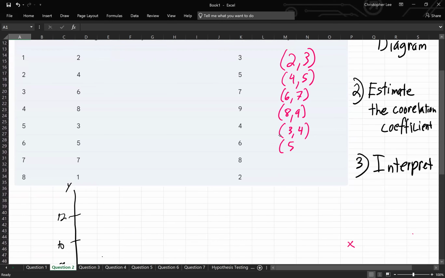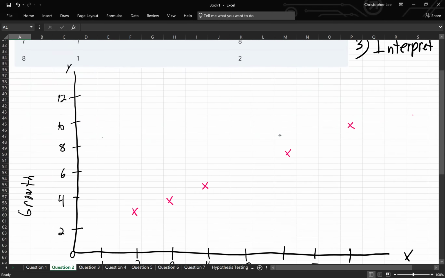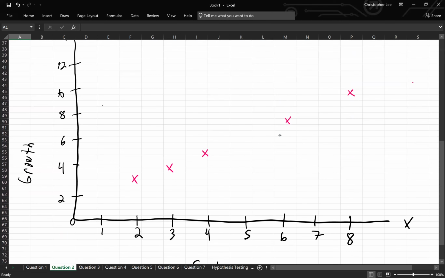After that, I have 5, 6. Go across the 5, go up to where the 6 is. I feel like that's right there.